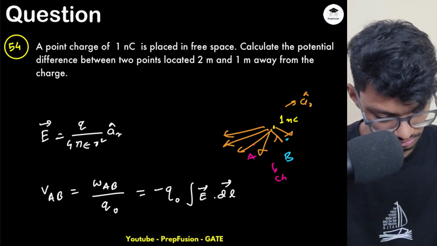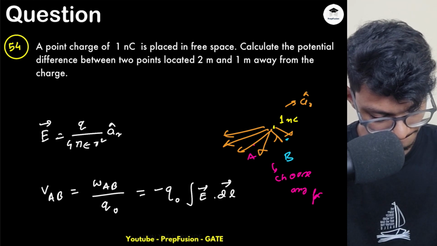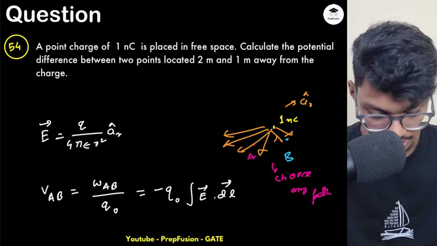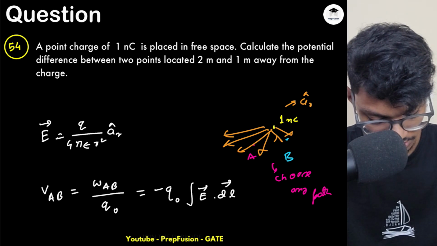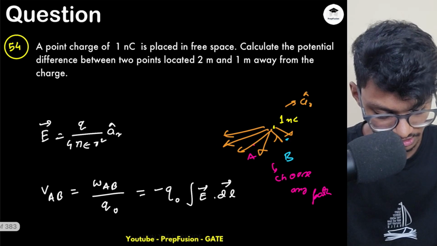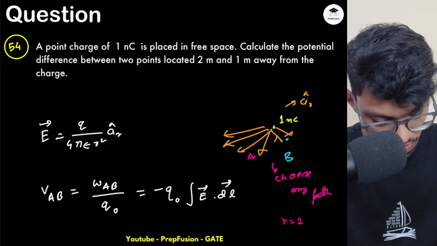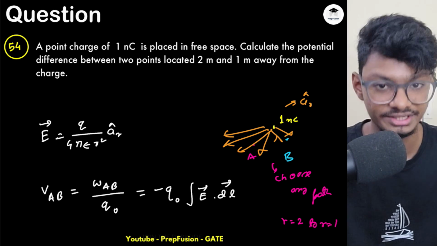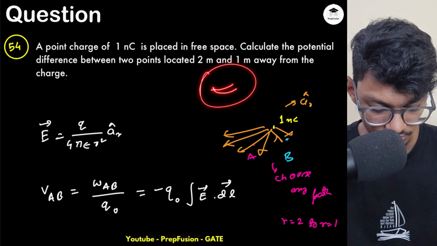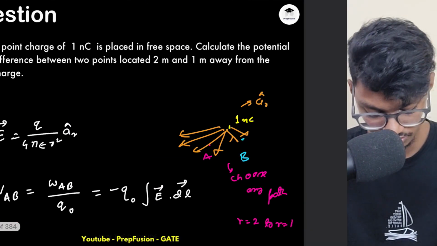Choose any path. I can choose any path, it doesn't matter. What I will choose is a sphere. As everything is in spherical, I will choose spherical coordinates only. So I will choose from r equals 2 to r equals 1. I have a sphere, and from the sphere I'm moving from r equals 1 to r equals 2. I can choose any path as E is conservative. That's the reason I can choose any path, right?